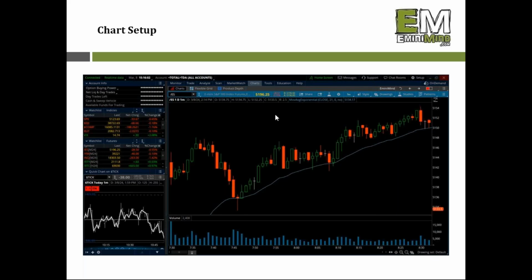So, a basic 1 minute chart. On the left, I've just got the indices, the futures, and in the bottom right, I won't get into this too much today, but the NYSE tick is a super helpful, we'll call it an indicator, for day trading futures.